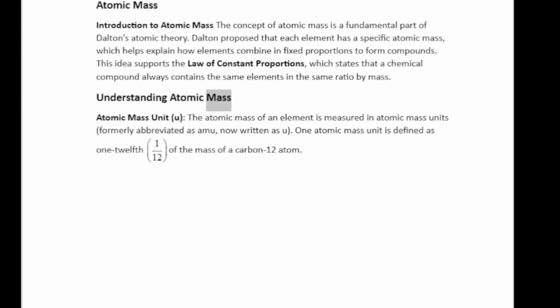Understanding atomic mass. Atomic mass unit, u. The atomic mass of an element is measured in atomic mass units, formerly abbreviated as amu, now written as u. One atomic mass unit is defined as 1/12th of the mass of a carbon-12 atom.